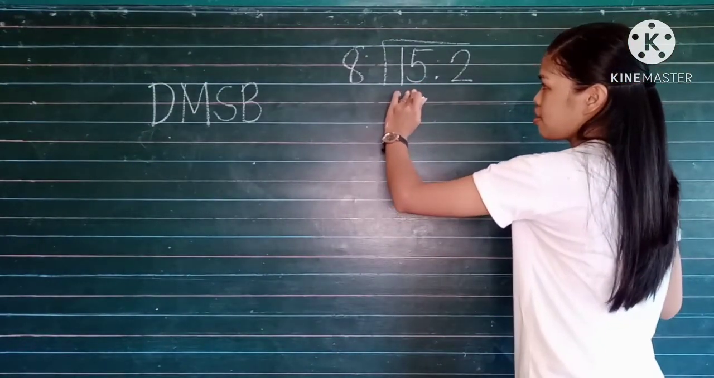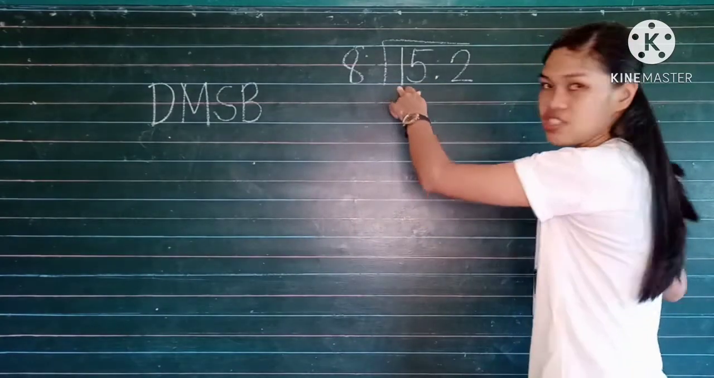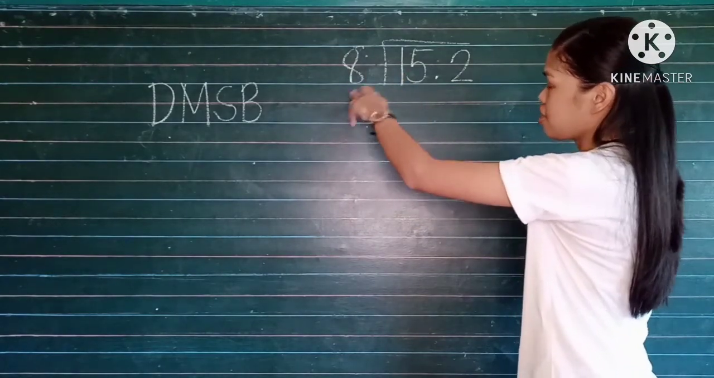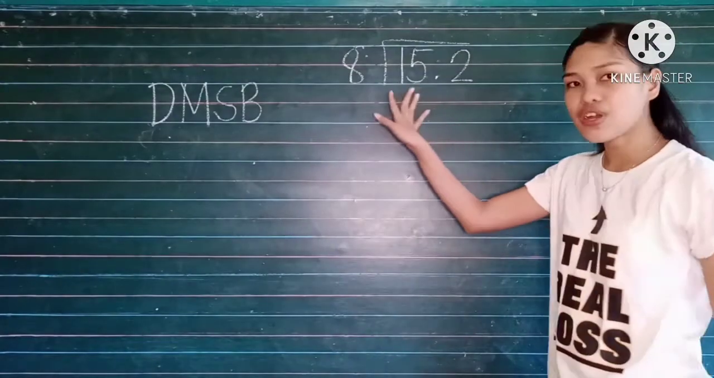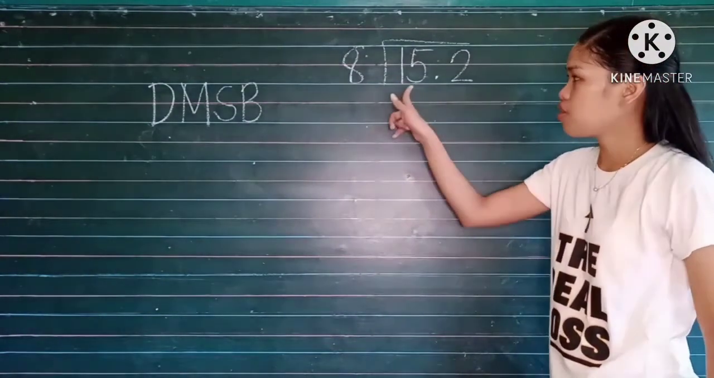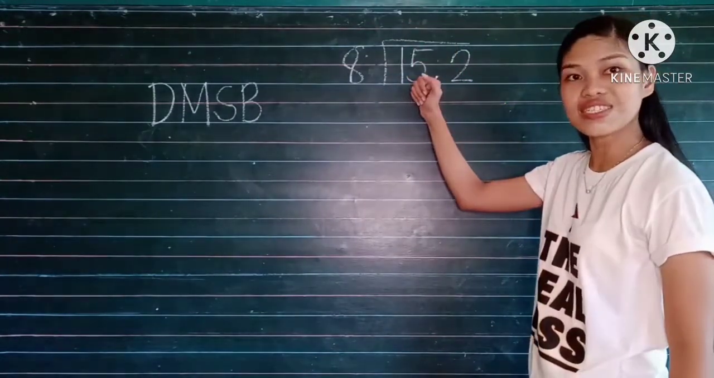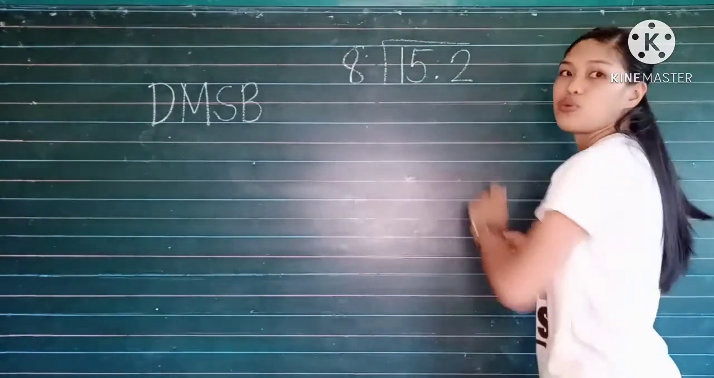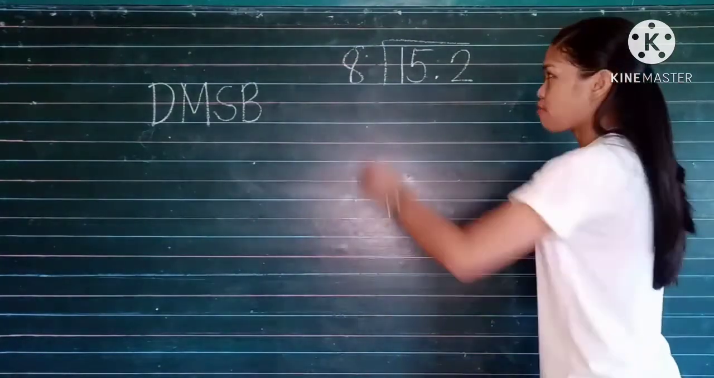15 divided by 8. We're using 15 since 1 is smaller than 8. You cannot divide 1 by 8. That's why we use up to 15. But if the first number is bigger, you'll use that one only. But in this case, 1 is smaller than 8, so we take the two numbers. Okay? 15 divided by 8, we have 1.